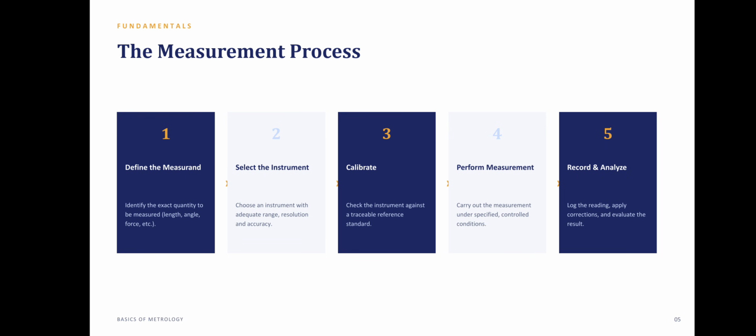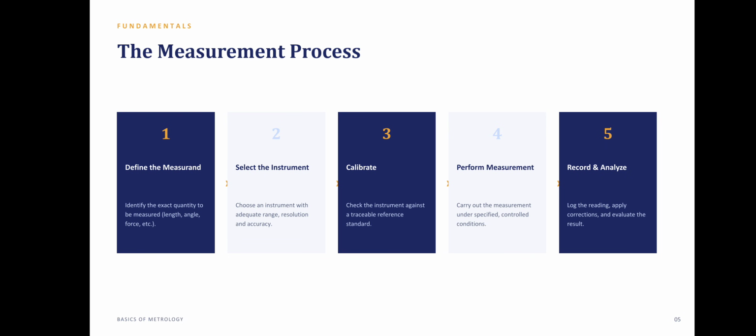A standard means of value is also known as calibration. The fourth one is perform measurement. Carry out the measurement under specified controlled conditions. The fifth one is record and analyze. That means log the reading, apply corrections and evaluate the result.